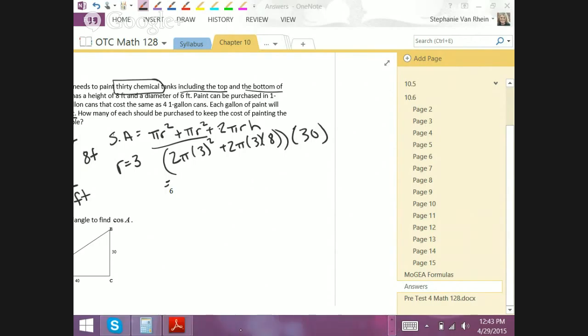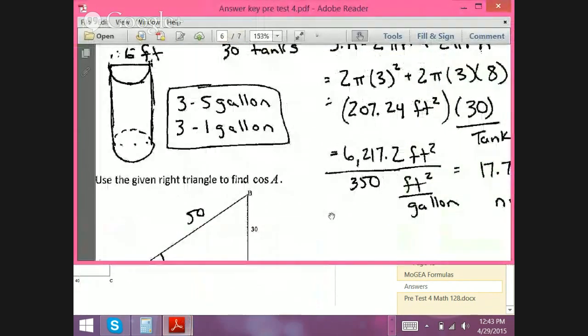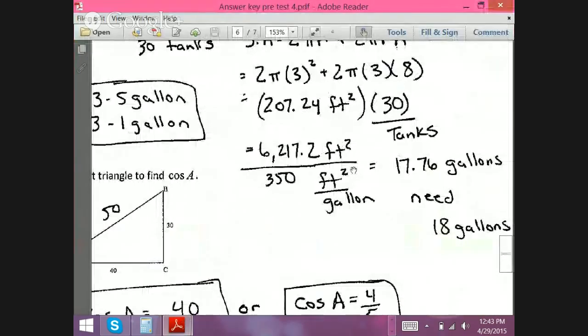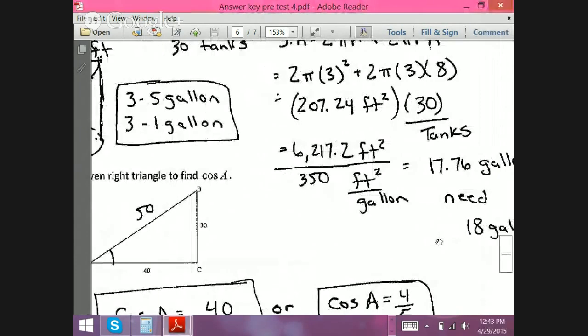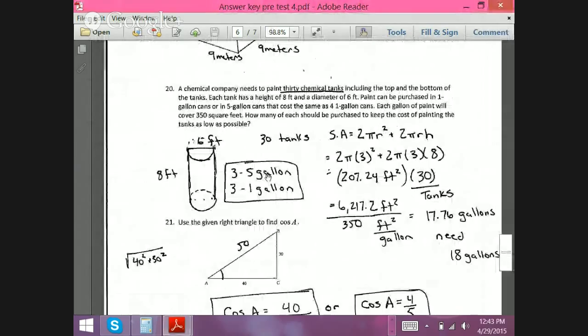So let's just look at walking through this process. 350 feet squared per gallon, so I'll need to buy gallons. If I divide by 350, it tells me I need 17.76 gallons. I can't buy a half a gallon or 0.76 of a gallon, so I have to buy 18 gallons. Then I think of what's the cheapest way to buy 18 gallons. Well, for every 5 gallons, if I buy it in a 5-gallon bucket, I save on the price. So I can buy 5, 10, 15.